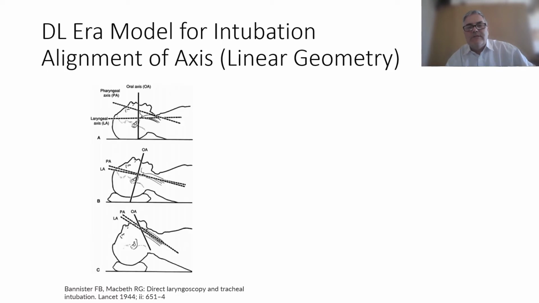So three axes. We use our equipment to align those axes. And once they're aligned, we can access the trachea. Okay? Introduced by Bannister and Macbeth in 1944. Still the predominant model. Maybe we need to update. Okay? This is the icon. This is what the natural airway really looks like. It's two curves. They inflect at the glottis, and they're in opposite directions.